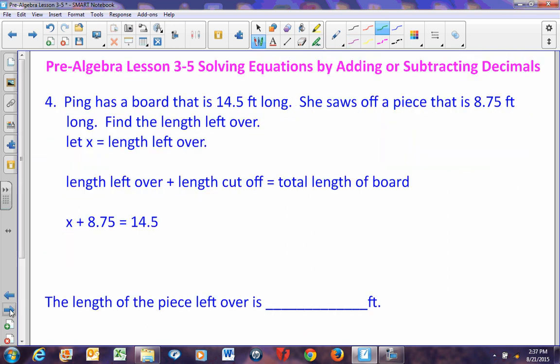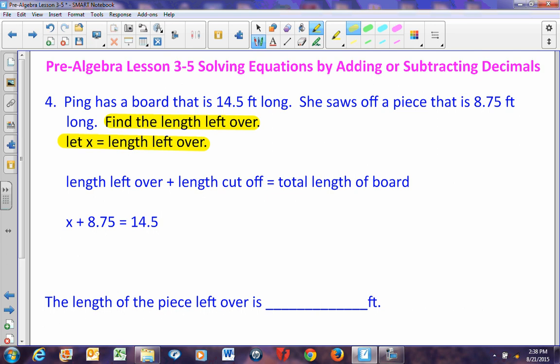Okay? All right, let's take a look at a word problem. Pink has a board that is 14.5 feet long. She saws off a piece that is 8 3/4 feet long. Find the length of what is left over. So the first thing I'm going to do is define a variable. I like to define my variables every time. So I'm going to let x equal the length left over because that's what they told me to find. That's the easiest thing for me to do, make my variable equal to what I'm looking for.